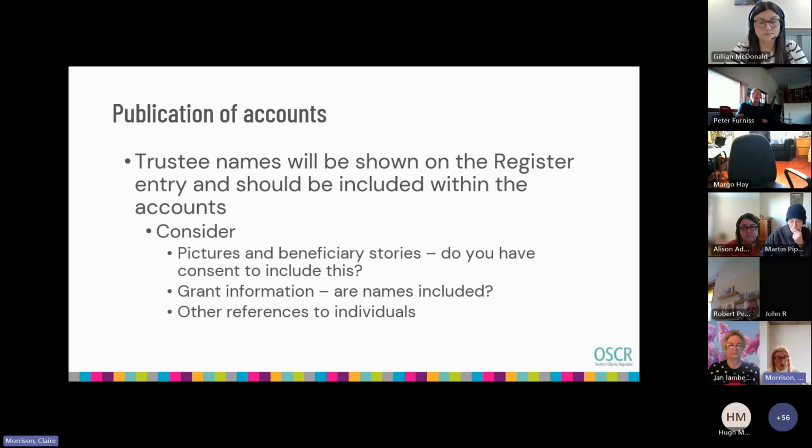In 2023, there was a change in charity law with some new measures introduced. And one of these changes is that we will display annual reports and accounts for all Scottish charities on the register from the end of 2025.